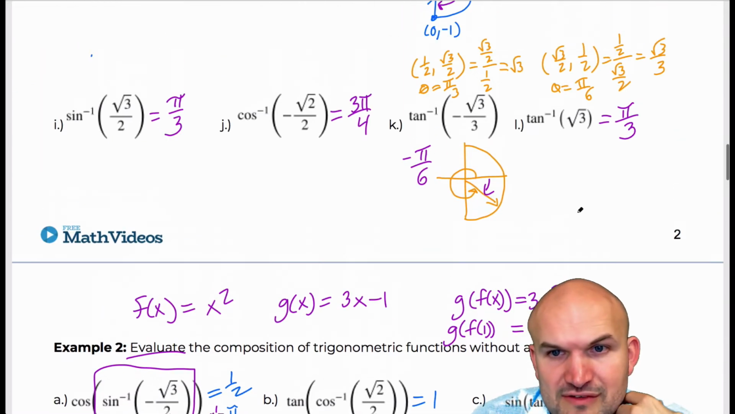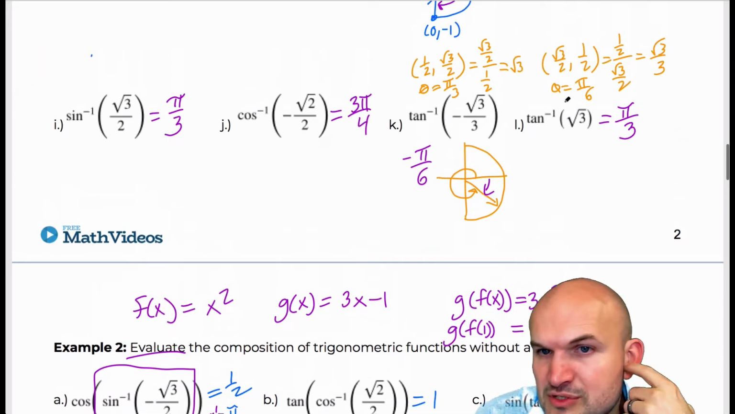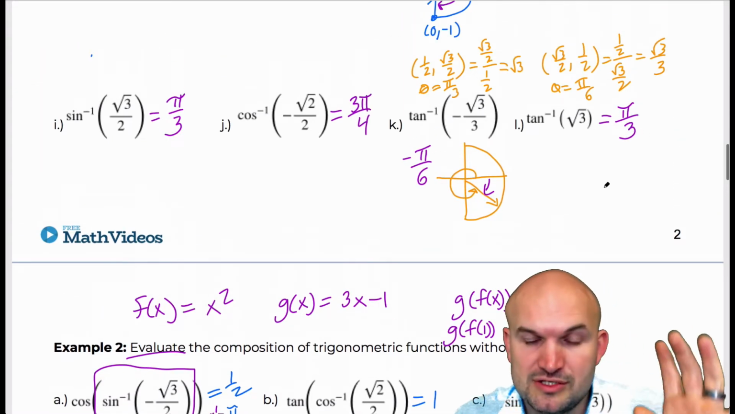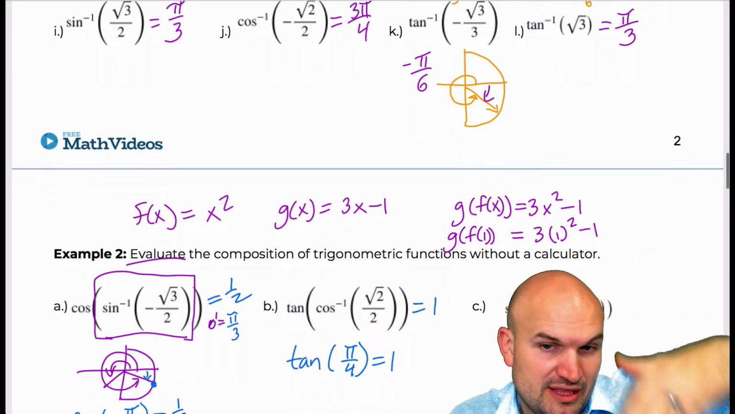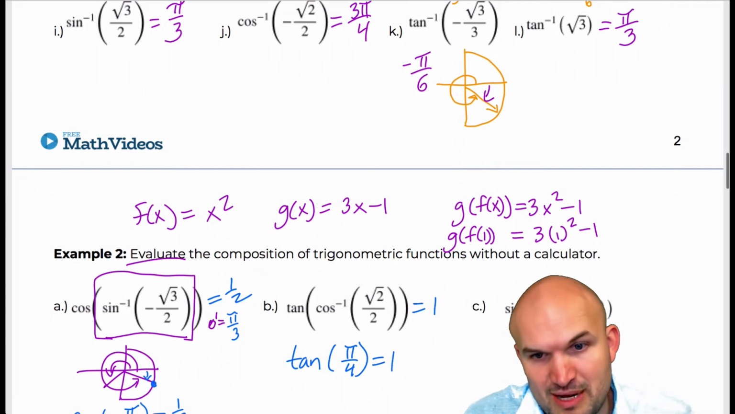Tan inverse of negative square root of 3. Again, we just got to remember square root of 3 is going to be pi over 3. So therefore, if this is a negative value, we know it has to be a value in the fourth quadrant, which is negative pi over 3.